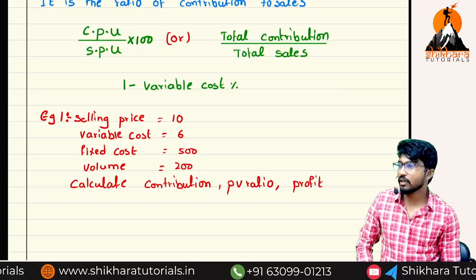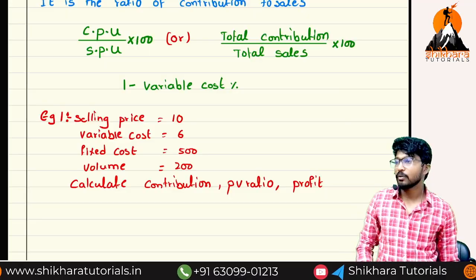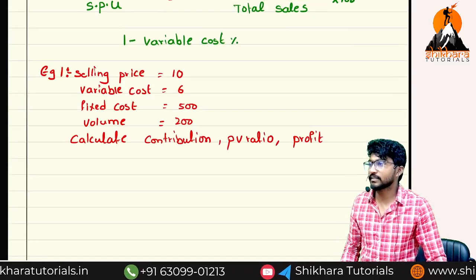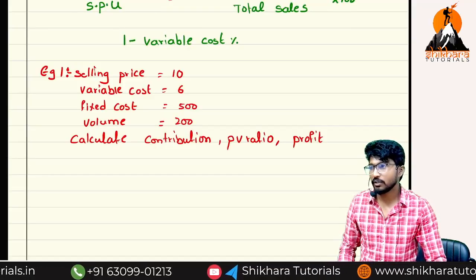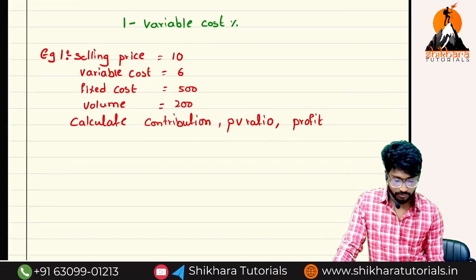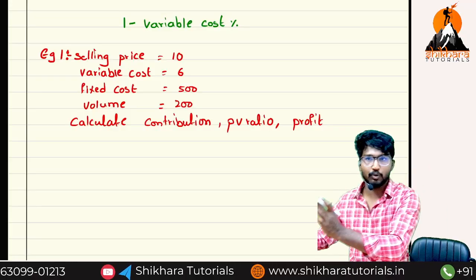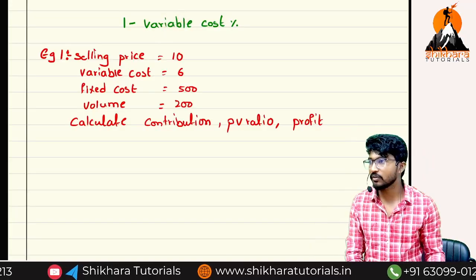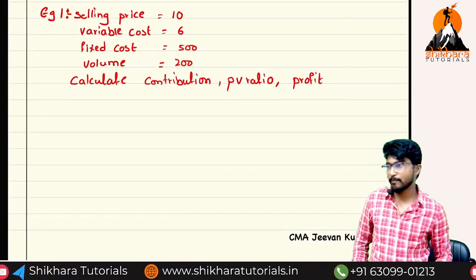Next, total contribution divided by total sales into 100, you will get PV ratio in percentages. Next, 1 minus variable cost percentage, you will also get the contribution percentage or PV ratio. So total sales consist of variable cost plus contribution; if you minus the variable cost portion, you will get the contribution portion only. That means 1 minus variable cost portion gives you the contribution portion, nothing but PV ratio. Example number 1.